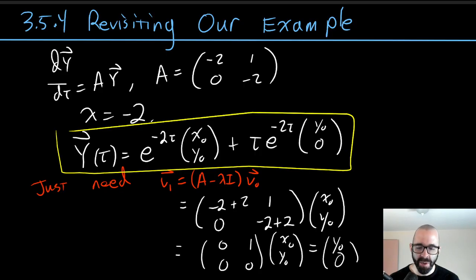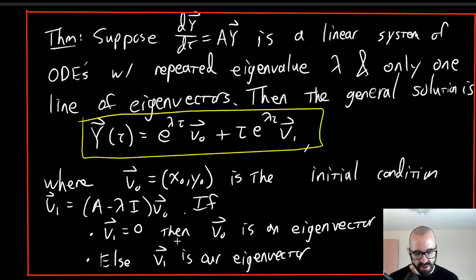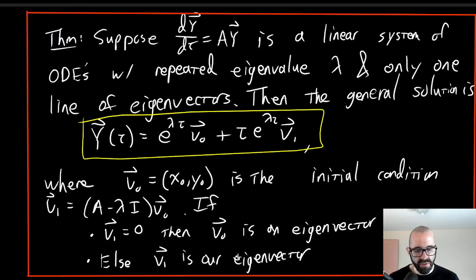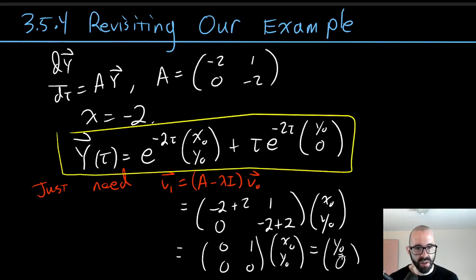We're going to do another example with a harmonic oscillator later on in this section, but for now, here's how we can use the theorem. And remember what the theorem said as a conclusion: if v1 is 0, then v0 is an eigenvector. Well, v1's not 0 unless our initial condition for y is 0. So if our initial condition for y is 0, then we have an eigenvector that's only in the x direction. And otherwise, v1 is an eigenvector.